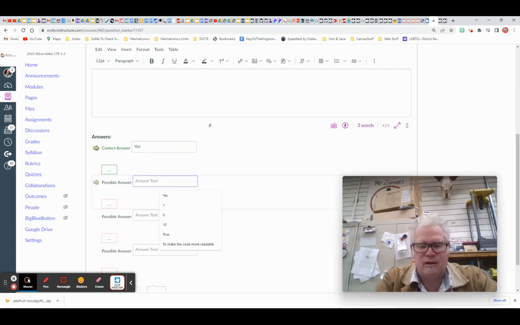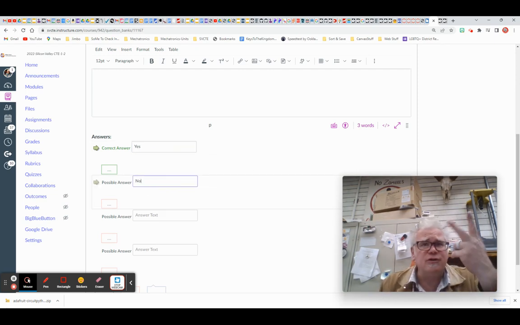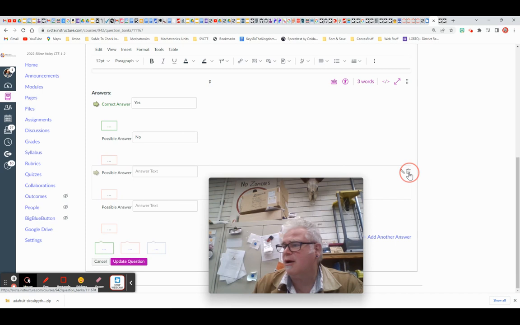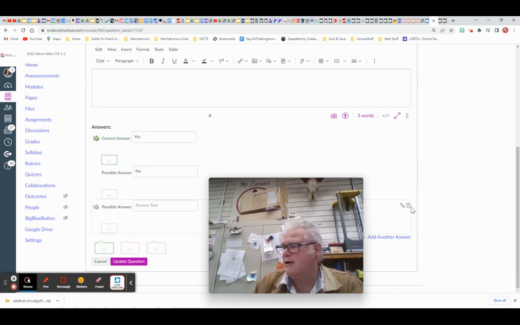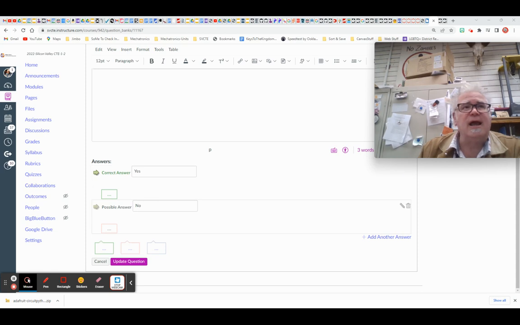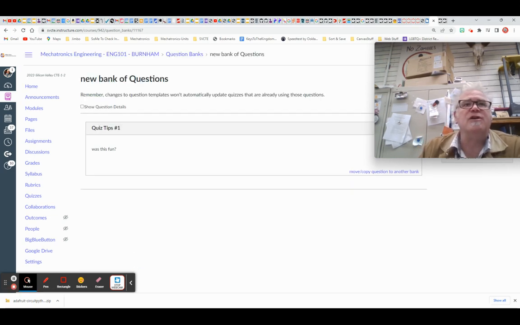I can say no. And if it's only 2 things in your multiple choice, don't forget to delete these other options, because usually it comes up with 4. Now you've only got 2. Like I said before, I always try to put an explanation of why that answer is right, and I'll copy it into the green one and the red one, so whether they get it right or wrong, they still get an explanation. Then I update the question. So now I've got that in that quiz bank.